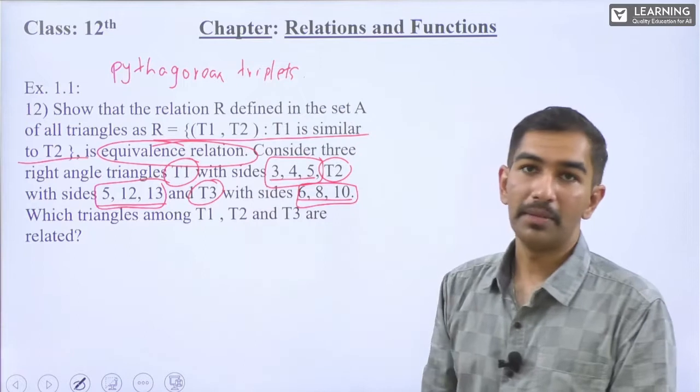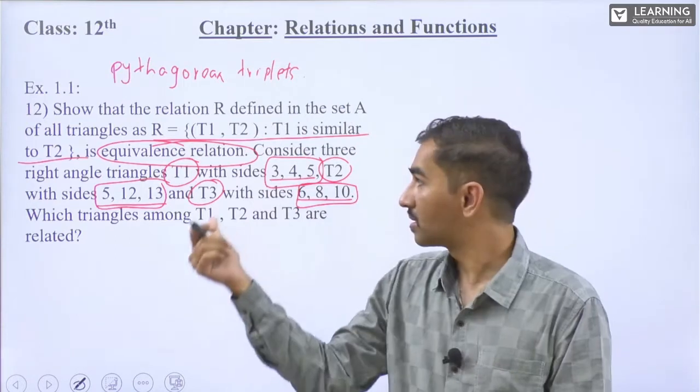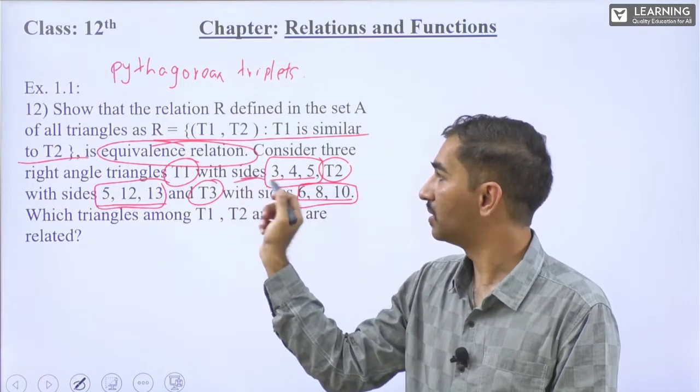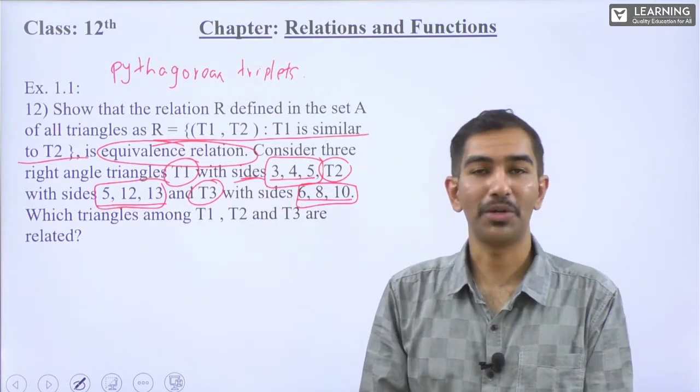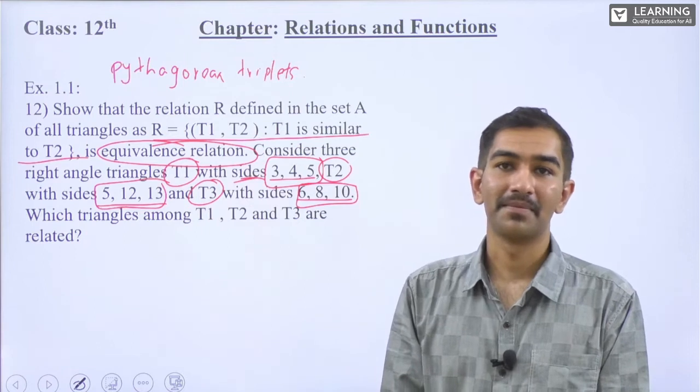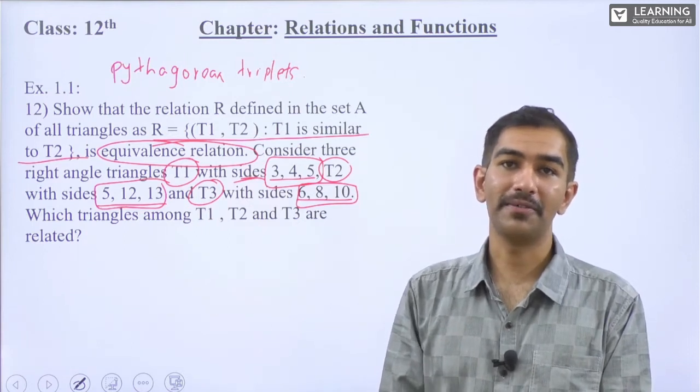What is this Pythagorean triplets? It means those numbers which are the sides of a right angle triangle, right? So these sides are representing a right angle triangle. Pythagoras theorem. So what is Pythagoras theorem? Hypotenuse square is equal to the sum of the squares of the other sides.